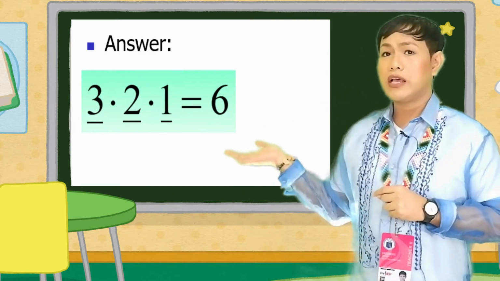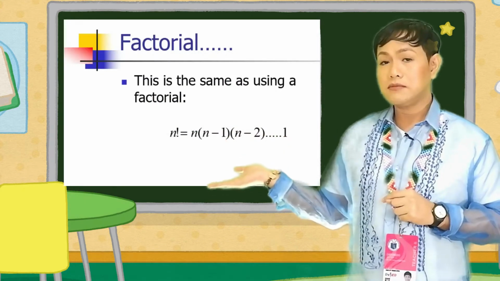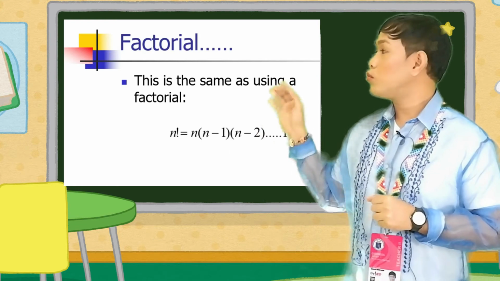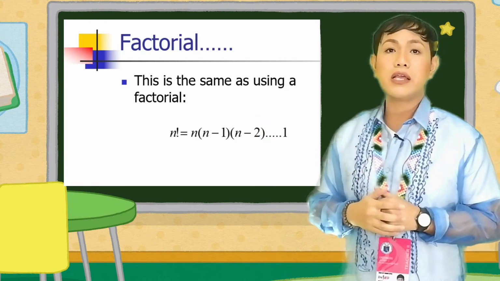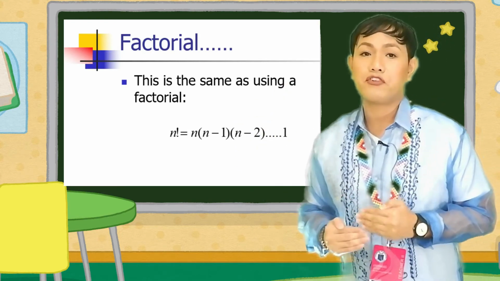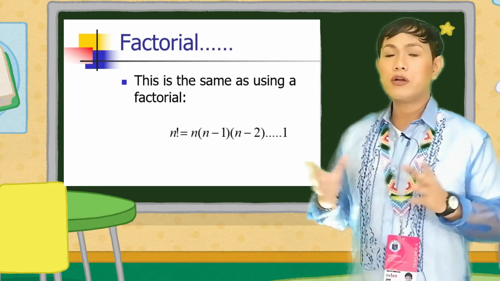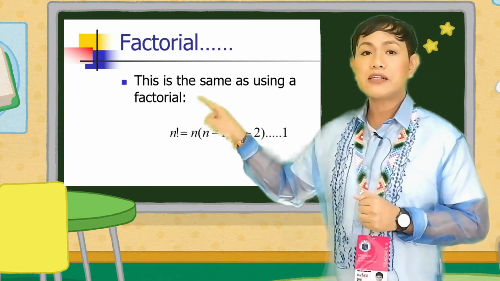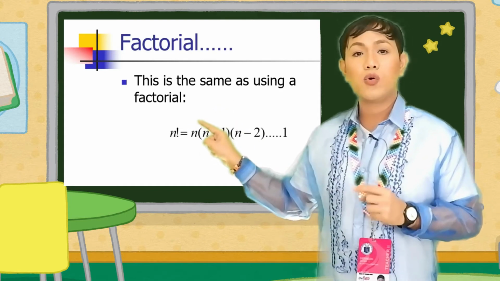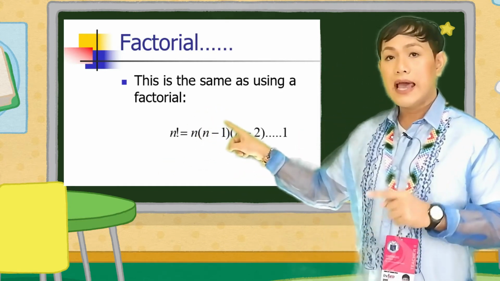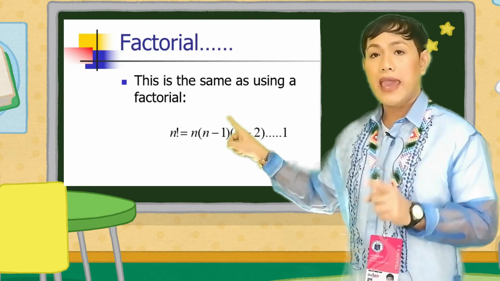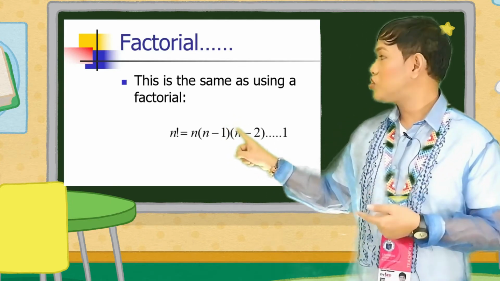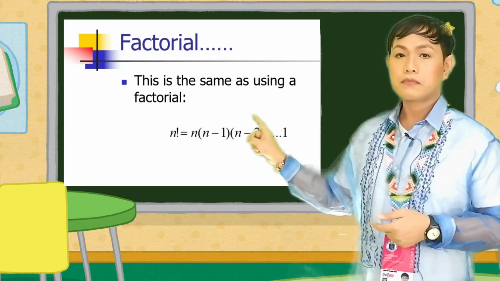Remember the term factorial in our previous lesson? The factorial is the same as what we just did. Let me reiterate the formula or notation for a factorial. So n factorial is basically equal to n times the quantity of n minus 1 times the quantity of n minus 2 and so on.